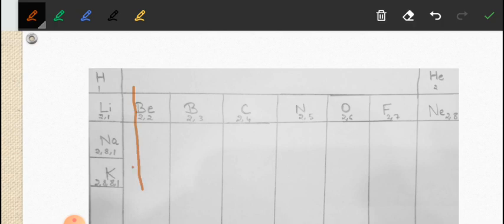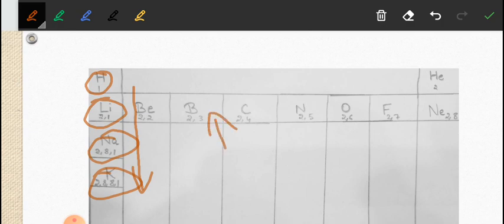Whereas if I have to talk about along the group, you can see here is one shell, here is two shells, here is three shells, that is 2, 8, 1, here is four shells, 2, 8, 8, 1, because atomic number is increasing and number of shells also increases. If the number of shells increases, that means the nuclear pull according to the atomic number will decrease. Okay, means if the number of shells increases, then nuclear charge decreases. So if nuclear charge decreases, the size will be more in case of potassium, and less in case of sodium, less in lithium, less in hydrogen.